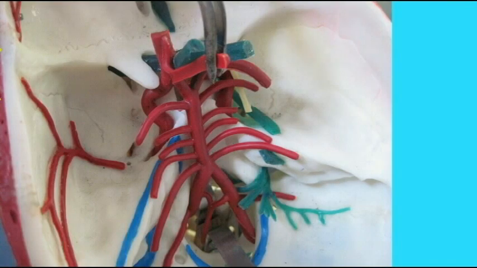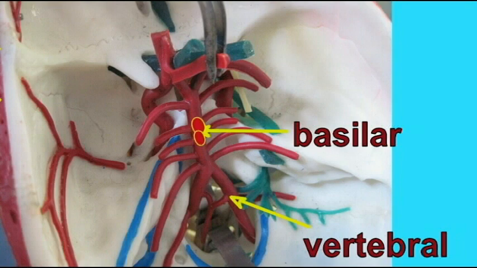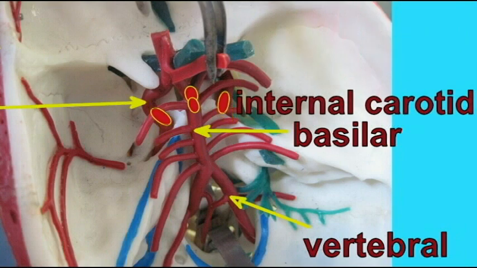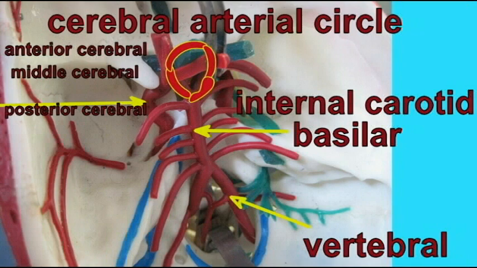Inside the skull, the two vertebral arteries fuse to form one basilar artery, which then helps to form the cerebral arterial circle. The internal carotids also then help to form this cerebral arterial circle. From this circle, a number of blood vessels leave, which then reach various parts of the brain.